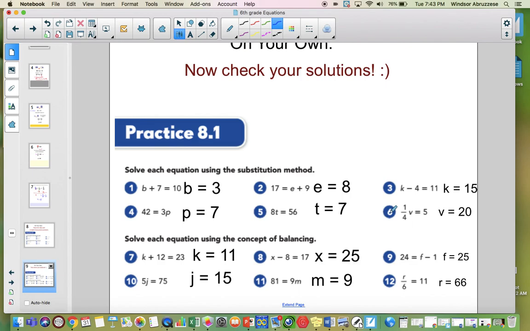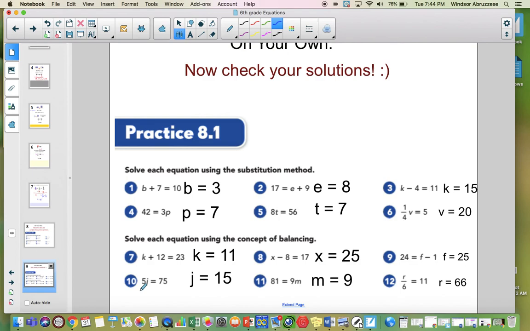Number 6 is 1/4 of v. This is divide by 4. What's the opposite of divide by 4? Multiply by 4. Number 7 is plus 12, so you do the opposite, the inverse, which is minus 12 on both sides. Number 8, you should have done the opposite of minus 8, which is plus 8. Number 9, you do the opposite of minus 1, which is plus 1.